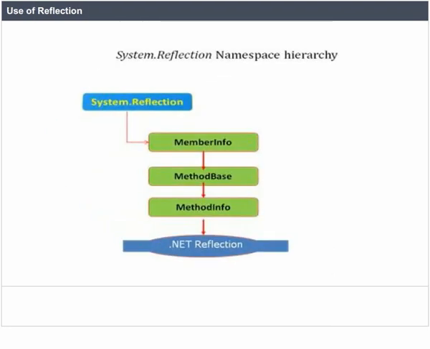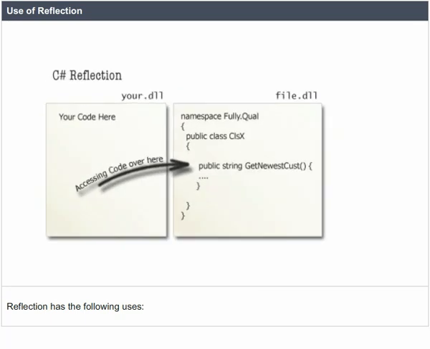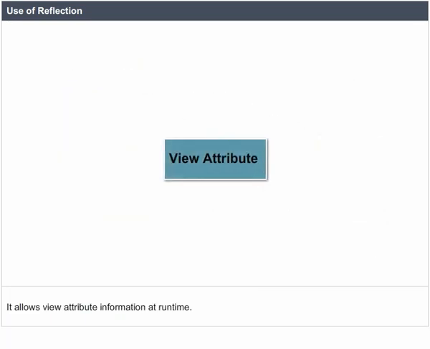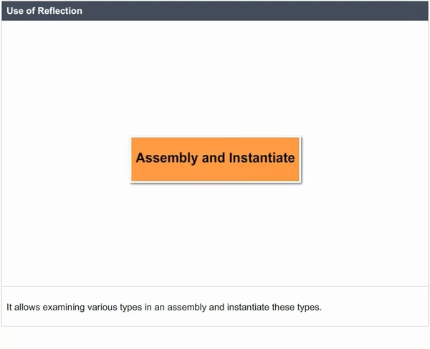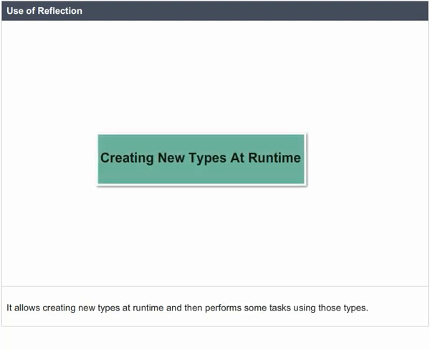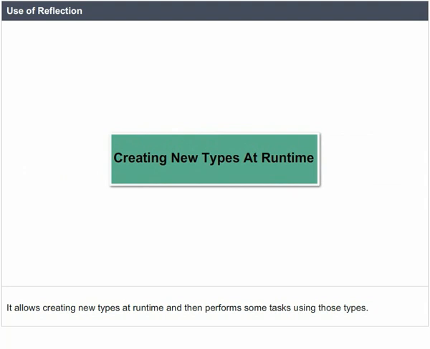Uses of reflection. Reflection has the following uses. It allows viewing attribute information at runtime. It allows examining various types in an assembly and instantiating these types. It allows late binding to methods and properties. It allows creating new types at runtime and then performing some tasks using those types.